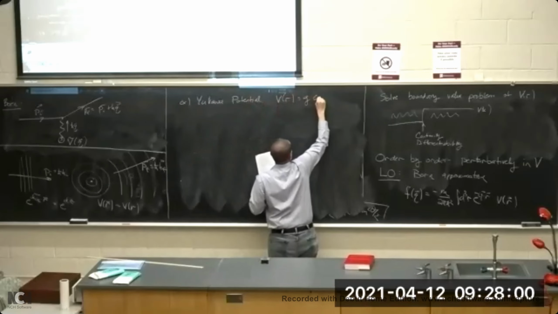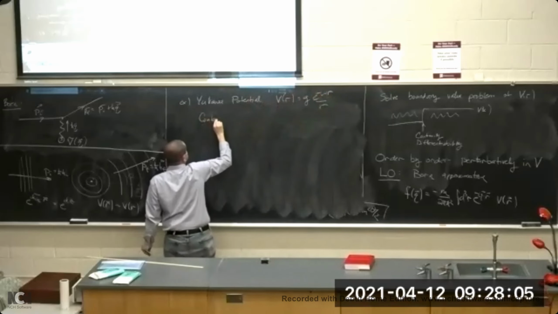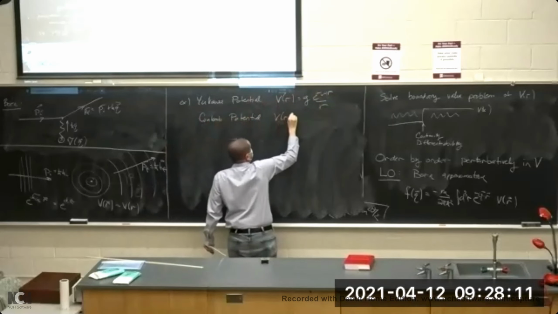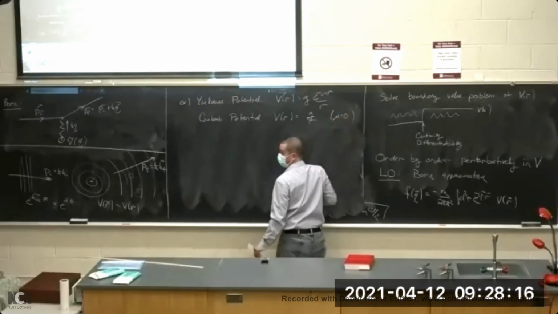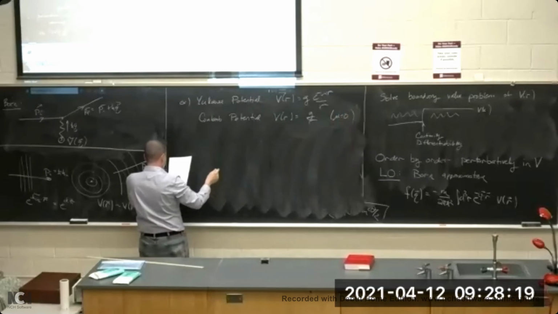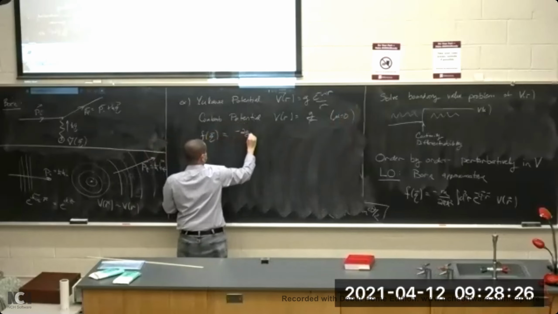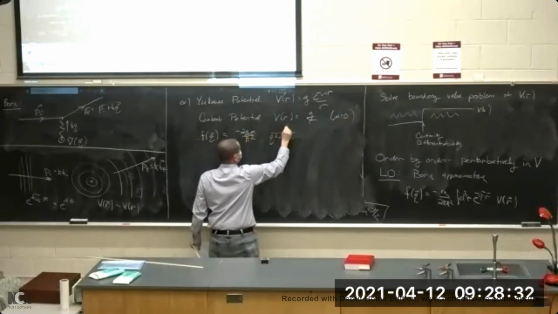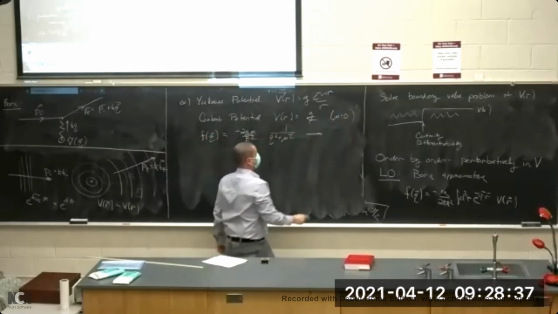V of r was g e to the minus mu r over r, and we compared that to the Coulomb potential, V of r was g over r, which is just the Yukawa potential in the limiting case mu equals 0. In this example, we Fourier transformed the potential, and we found the scattering amplitude f of q was minus 2gm over h bar squared, 1 over q squared plus mu squared.